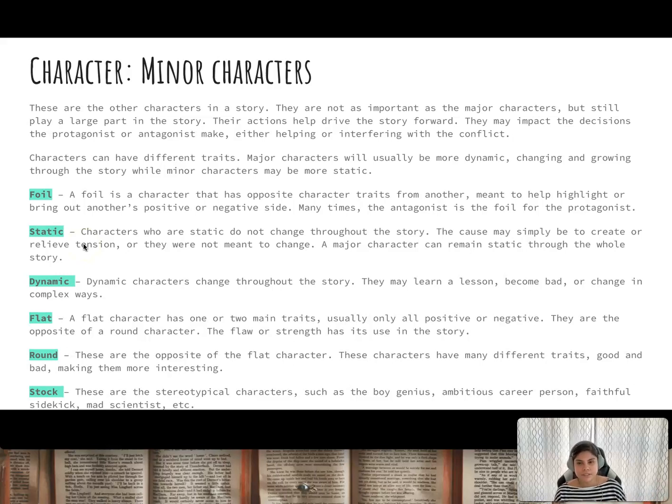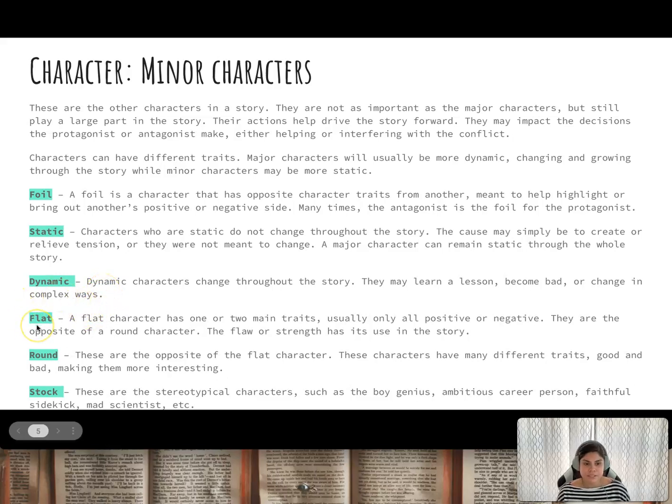They don't necessarily create or relieve any sort of tension, or they may sometimes, but they're not meant to change the main story. Next, we have dynamic. This is how a character grows or evolves. Dynamic characters will change throughout the story. They may learn a lesson, become bad, or change in complex ways. They may realize something that they didn't know at the beginning.